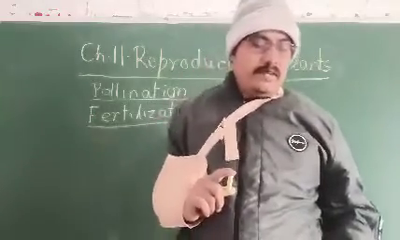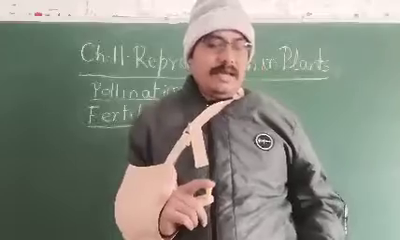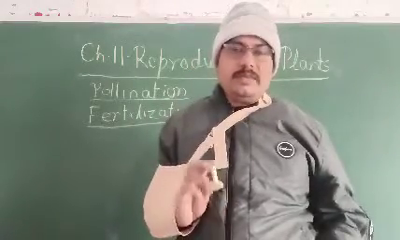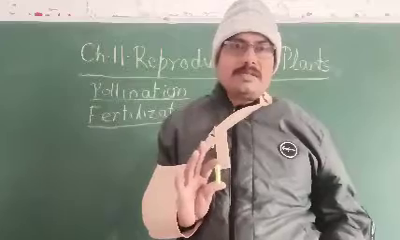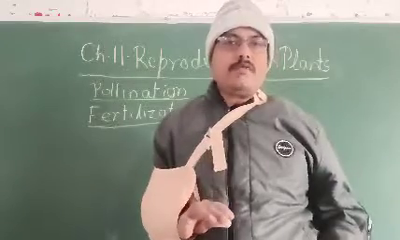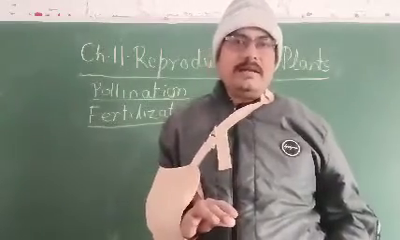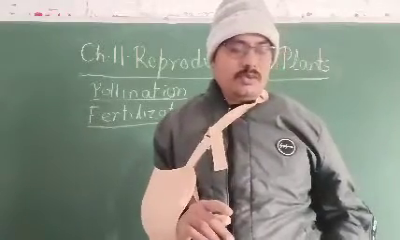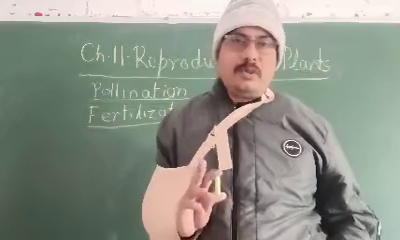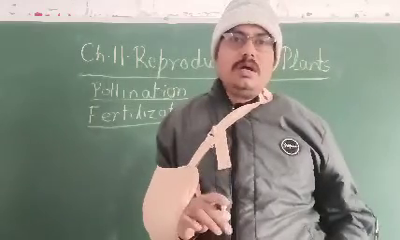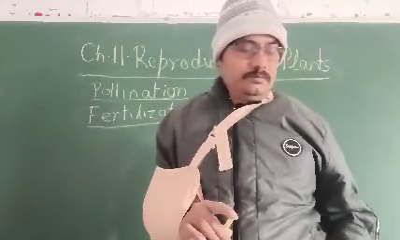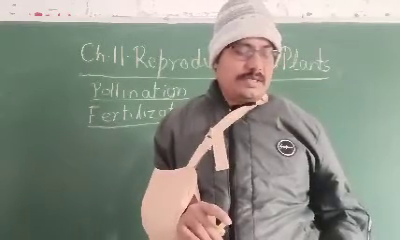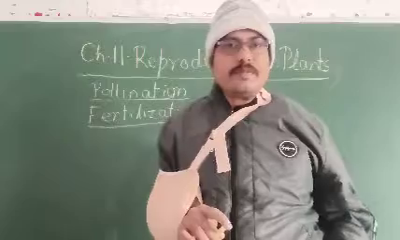When the pollen grain falls on the stigma of the flower, its outer wall bursts open to produce a pollen tube. The pollen tube is present inside the style portion and moves in the downward direction. The pollen tube enters the stigma, passes through the style and enters the ovule.